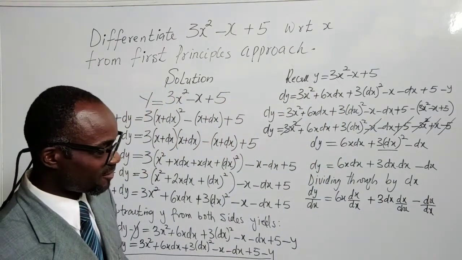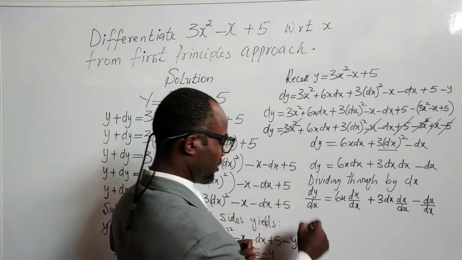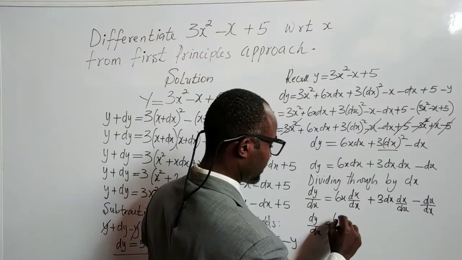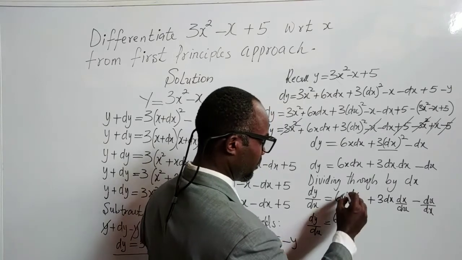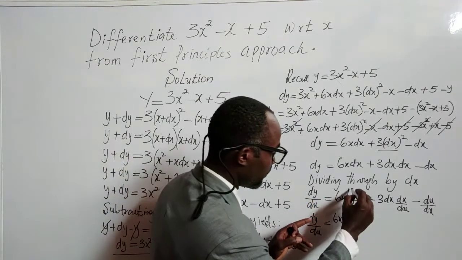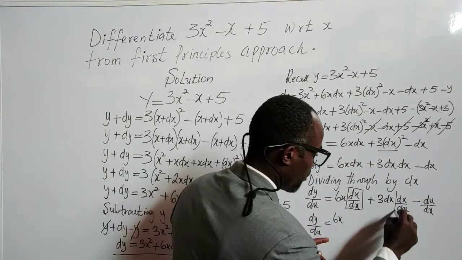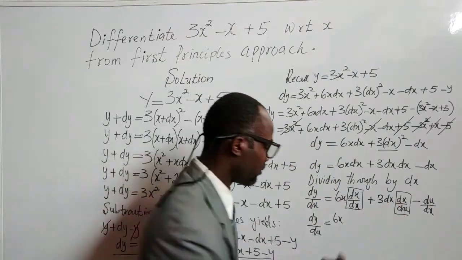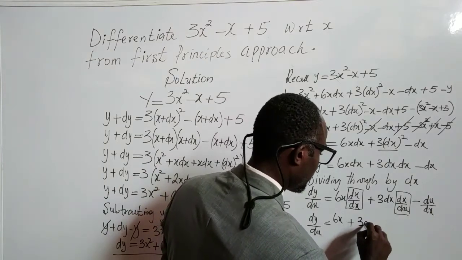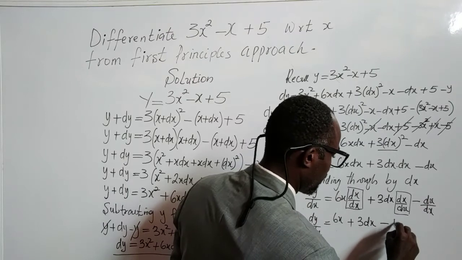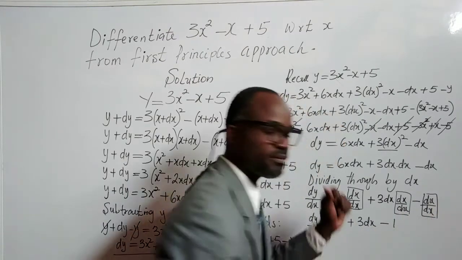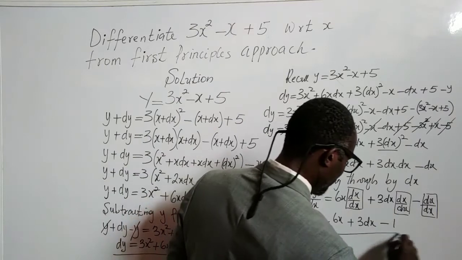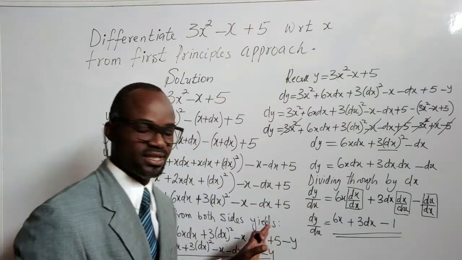So what do we arrive at now? We have dy over dx is equal to 6x, right? This is 1, that is 6x. Remember, this will go and become 1. This will become 1. Okay. 1 multiply this 6x. 1 multiply this will give us plus 3. The dx will remain, and this is minus 1 because this becomes 1. Okay? Just 1. Alright. Okay, that is it. Under this condition, we have arrived at this.